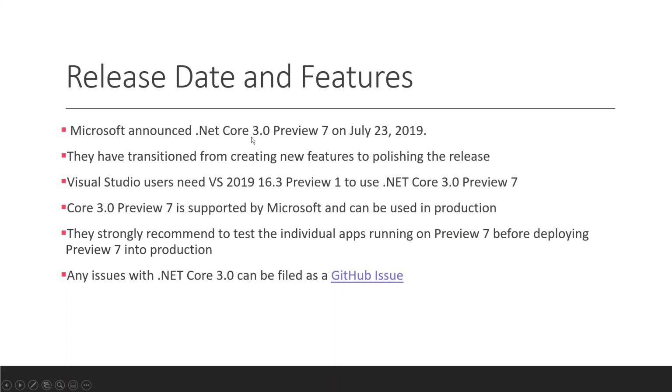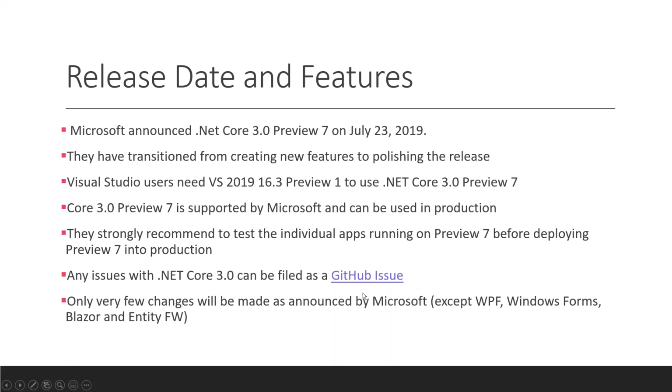Any issues with .NET Core 3.0 can be filed as a GitHub issue, at this link: https://github.com/dotnet/core/issues. But I will always put it in the description link again. Only very few changes will be made henceforth, as announced by Microsoft, except for Windows Presentation Foundation, that is WPF, Windows Forms, Blazor and Entity Framework.